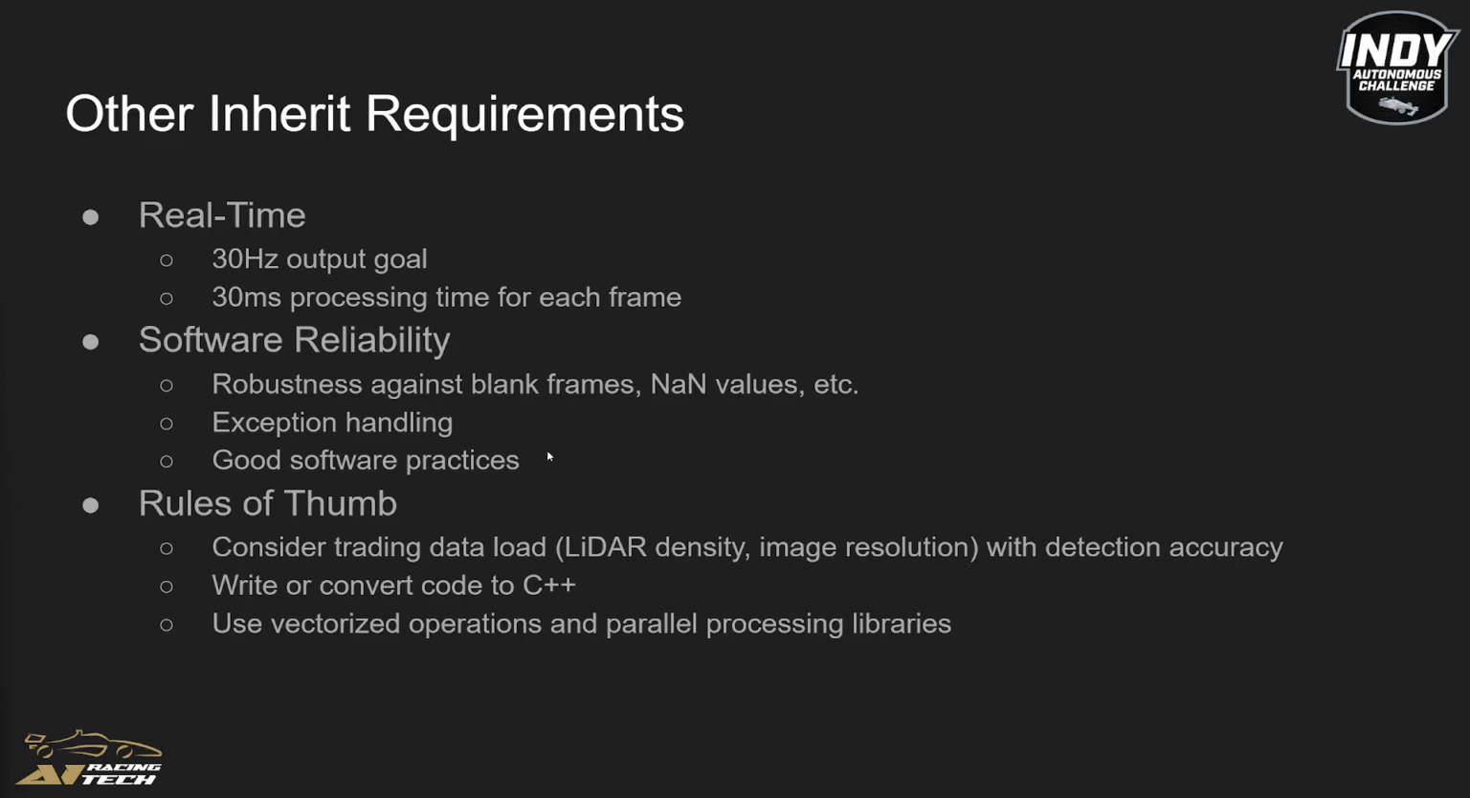And so that's trading data load with detection accuracies or even frequencies. And the second thing is you might always want to do development in Python, but also later on convert things to C++. That usually makes the code run faster. And even if you stay in Python, it's a good idea to use vectorized operations like NumPy and CuPy and parallel processing libraries like multiprocessing. This is always a better idea than using Python for loops.